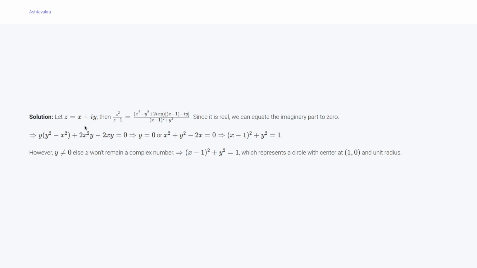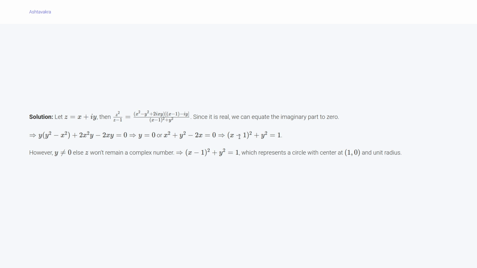Anyway, so we have z is equal to x plus iy. So z square by z minus 1 would be x square minus y square plus 2ixy into x minus 1 minus iy by x minus 1 whole square plus y square. This is rationalized. So since z square by z minus 1 is real, we equate the imaginary part to be 0. It will become y into y square minus x square plus 2x square y minus 2xy is equal to 0. That means y is equal to 0 or x square plus y square minus 2x is equal to 0.